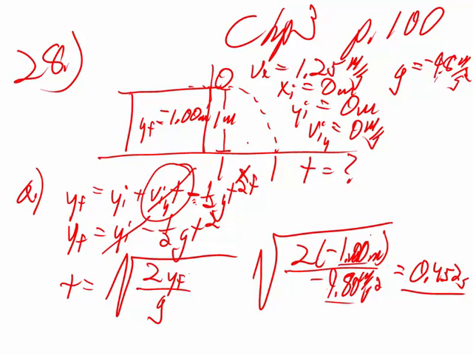Okay. Or you could have said 0.45. That would have been close enough. All right. Now let's look at B. Let's look at 28B.